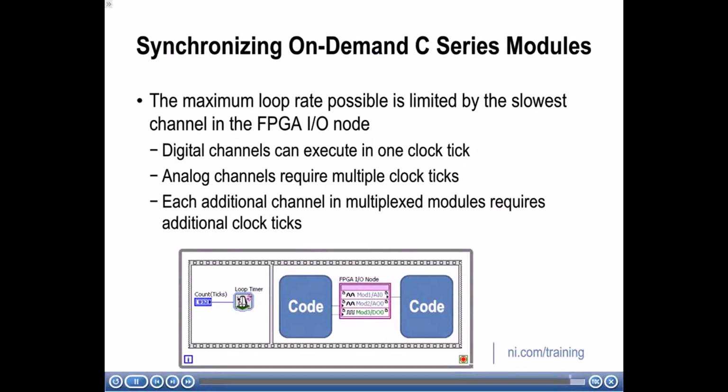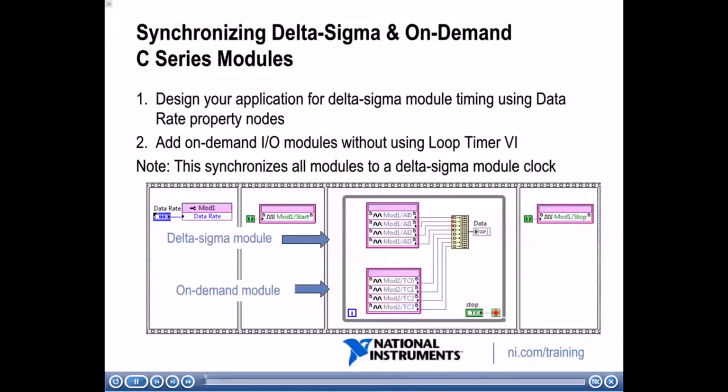Now you can synchronize on-demand C-series modules. Next, we will synchronize delta sigma C-series modules. In the previous section, we synchronized delta sigma C-series modules. By the end of this module, you will be able to synchronize delta sigma and on-demand C-series modules.